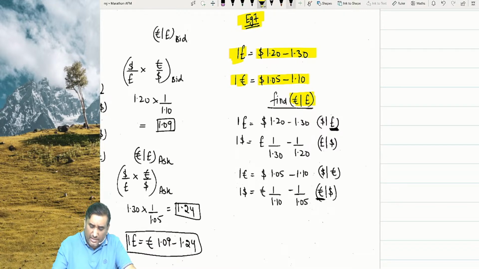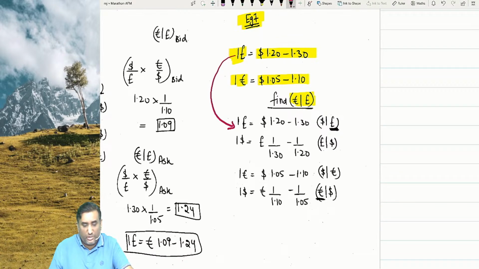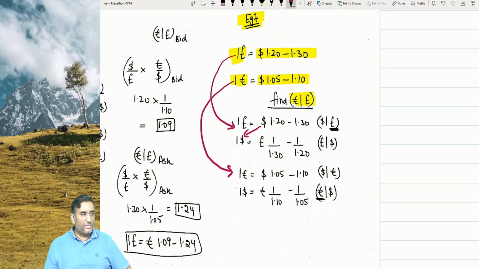First I'll create what is given. To me was given 1 pound is equal to dollar 1.2, 1.3. The way of reading is dollar per pound. Synthetic rate is $1 is equal to pound 1 divided by 1.30, 1 divided by 1.20. Then I have euro. 1 euro is equal to dollar 1.05, 1.10, and the cross synthetic is $1 is equal to euro 1 divided by 1.10, 1 divided by 1.05. I require euro by pound. How do I decide whether it's euro by pound or pound by euro? In the question we'll understand.